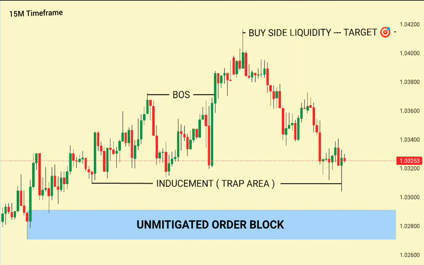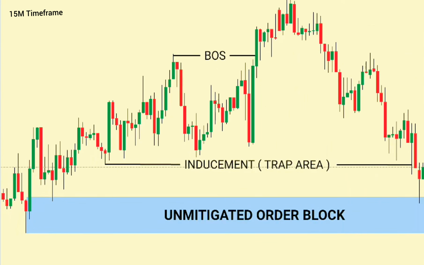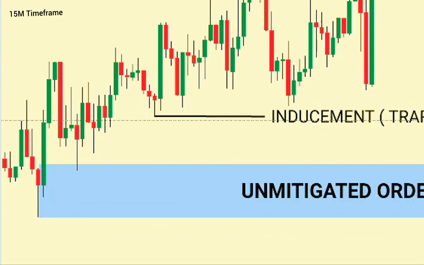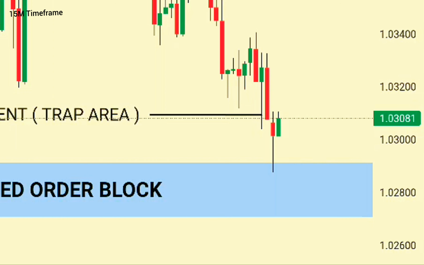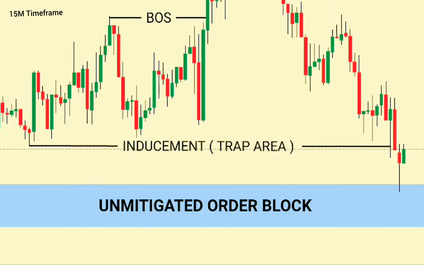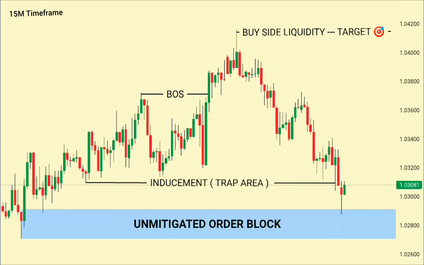There is a clear difference between the first touch and the second touch of an order block. On the first touch, there is no proper inducement, no clear target, and the move is usually weak. Price just reacts, but it is not ready to move. On the second touch, everything is aligned. Inducement is already created, liquidity is clear, and we have a defined target above. That is why the second touch gives a strong, clean move, while the first one often fails to continue.